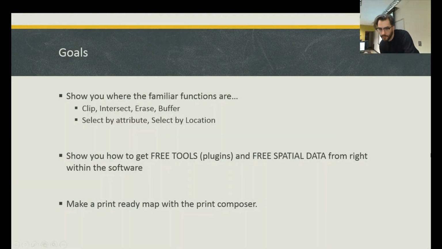So like I was saying, these are the goals for today. This is what I'm hoping to accomplish and show you guys. Just where the familiar functions are, things you've already done in Arc. A difference between Arc and Q is that there's a whole bunch of plugins that you can install for free from within the software, and we're going to use those to get some data. And then in the end, one of the most different things about Q is the print composer, and this is where a lot of people just look like deer in headlights once they get to this point. It's really different, and it's not obvious. It's not intuitive how to make a map with that.